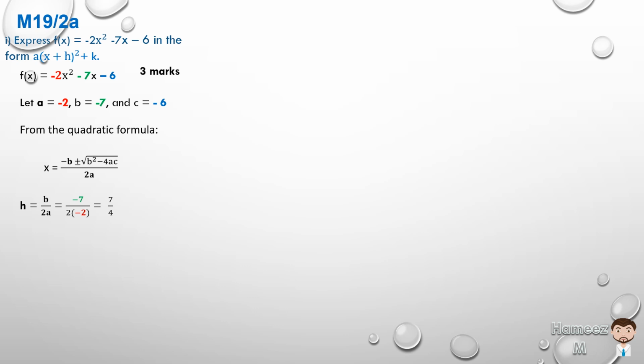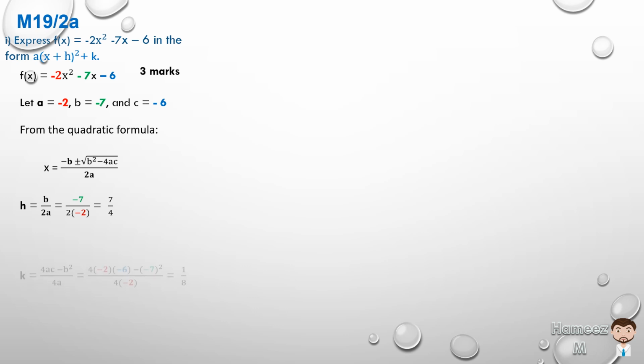And we just substitute. We know b, we have it in green as minus 7, all over 2 times, what's a? Minus 2. So that will be minus 7 over minus 4. The negatives cancel, so h is equal to 7 over 4.